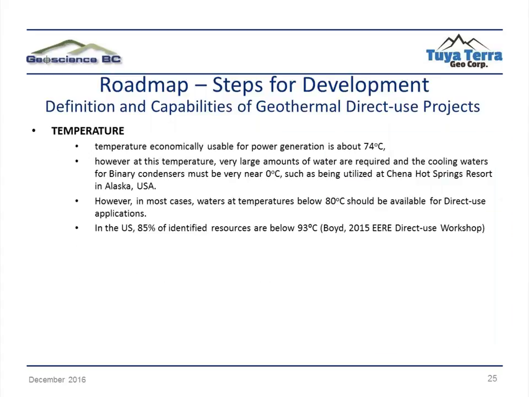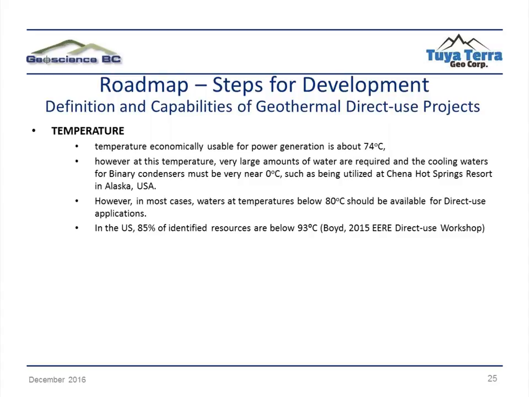Now, we've already talked about the geothermal regulations in British Columbia being 80 degrees C. So above 80 degrees C, you're under the Geothermal Act, and that is a whole different permitting process than below 80 degrees C. Typically, 74 is what's considered to be economically usable for power generation. So you can, in a very narrow range, if you have a resource which is close to 80 degrees, use it for power generation.